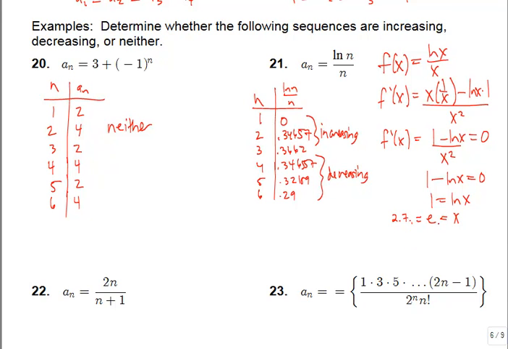So if we get larger than e, then this is going to become negative because you'll get ln of 3, ln of 4, ln of 5, which are bigger than 1. So when x is greater than or equal to 3, this derivative becomes negative, which means it decreases. Okay? If we're before 3, then we're going to increase. And that's exactly what we saw here. So after n equals 3, this sequence decreases.